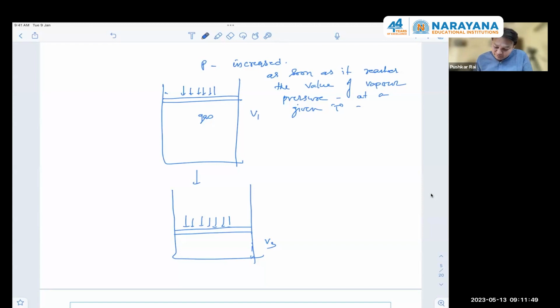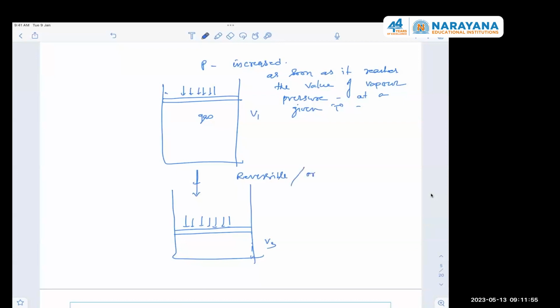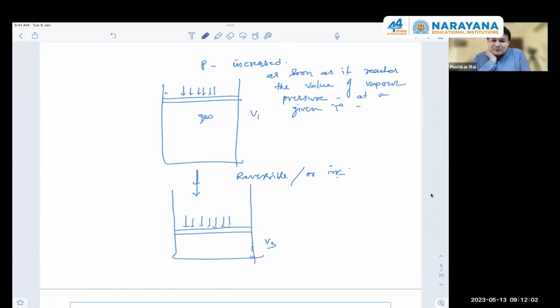Very good. So what do you think, is the process reversible or irreversible? Reversible. Ved, it seems to be a reversible process. What is the criterion of a reversible process? It should happen very slowly in infinite steps. But here this process is taking place very abruptly. How can you call it reversible?